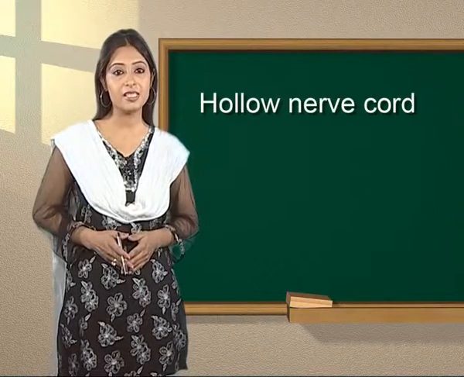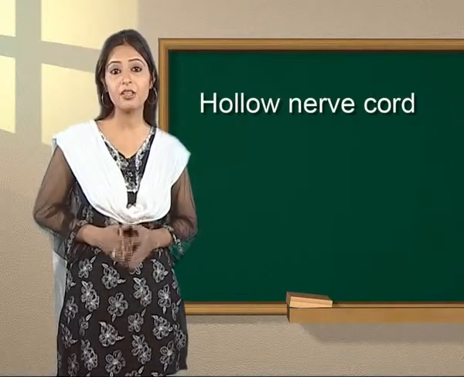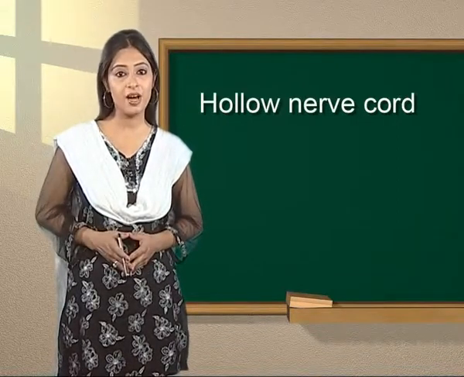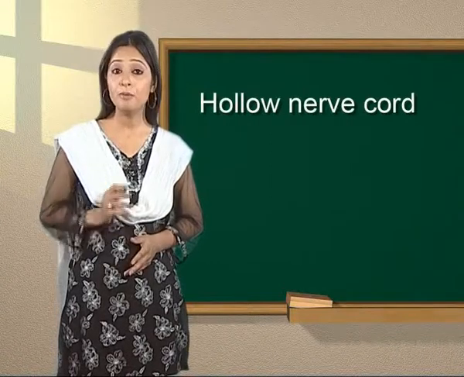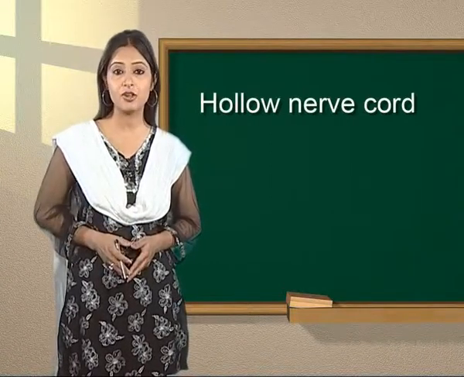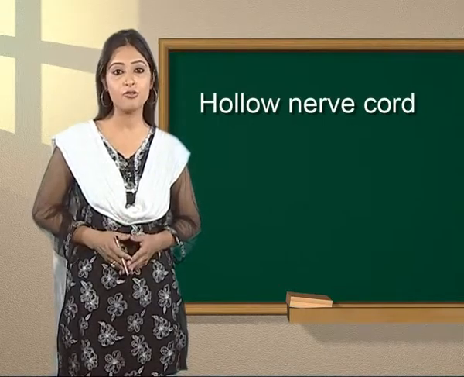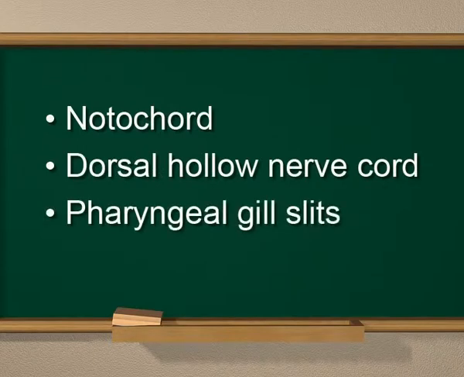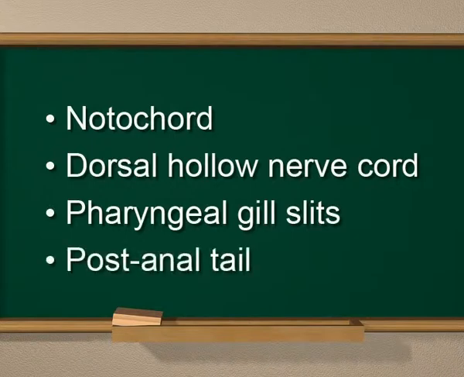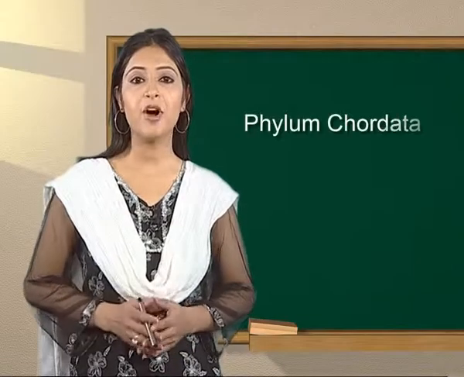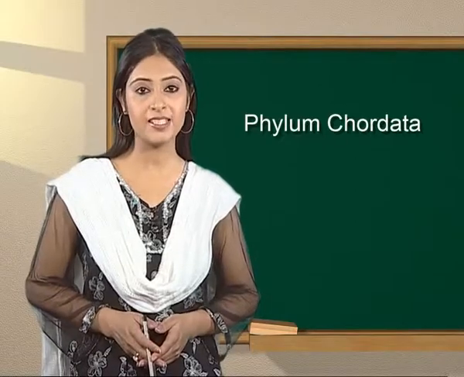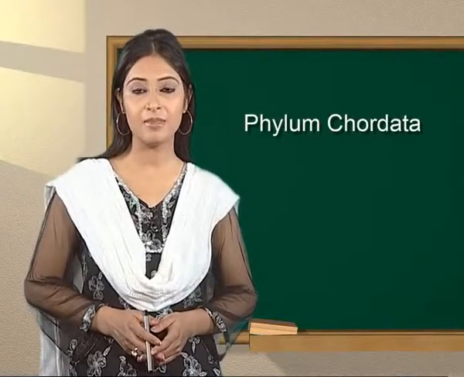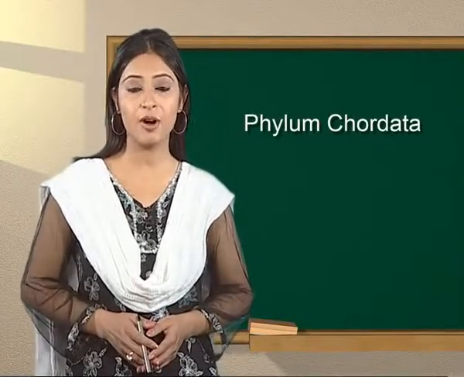Chordates are active animals with bilaterally symmetrical bodies that are longitudinally differentiated into head, trunk, and tail. But the most distinctive morphological features of chordates are the presence of notochord, dorsal hollow nerve cord, pharyngeal gill slits, and postanal tail. Phylum Chordata includes the well-known vertebrates like fishes, amphibians, reptiles, birds, and mammals, and is an important phylum of the animal kingdom.